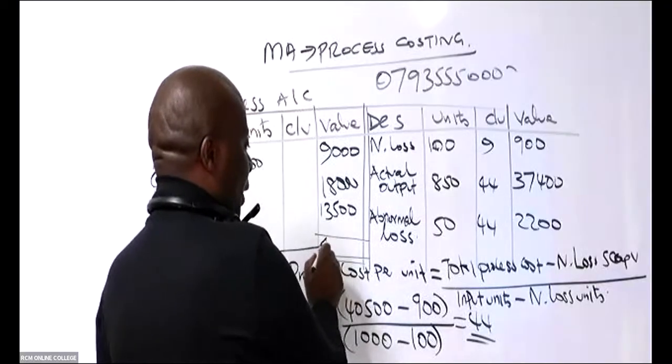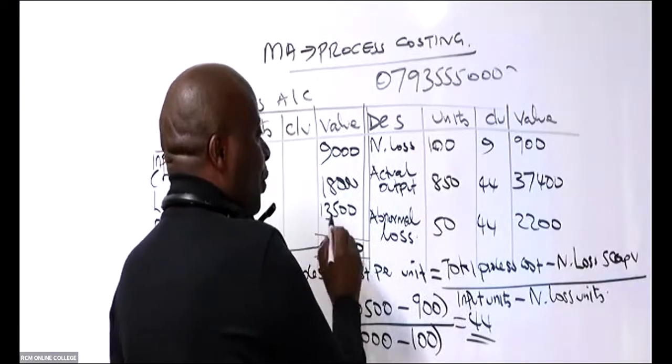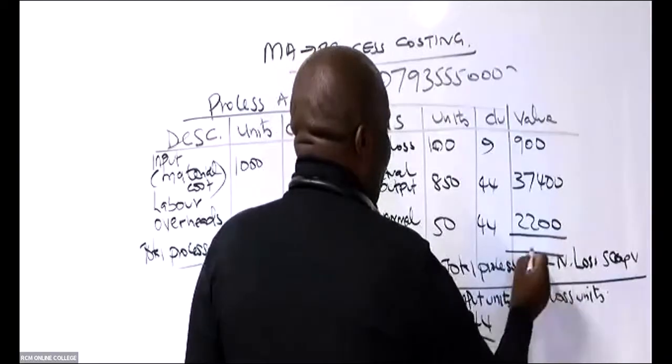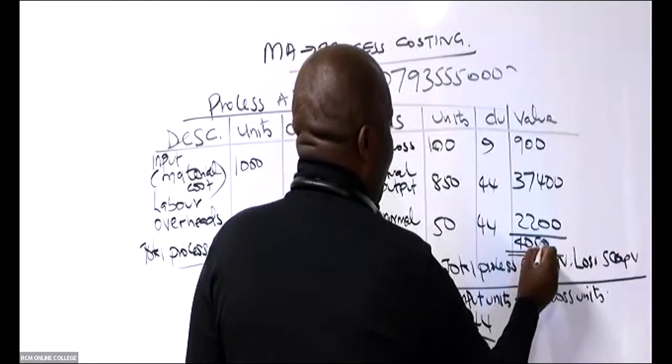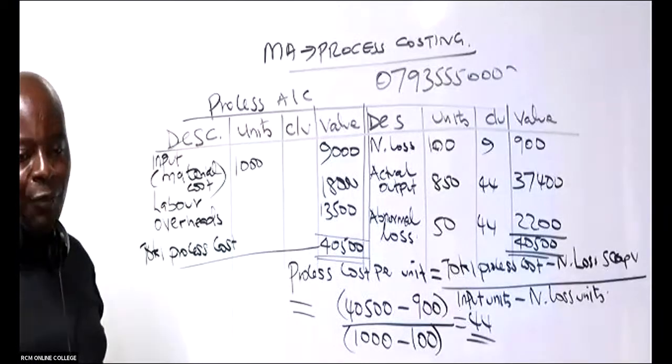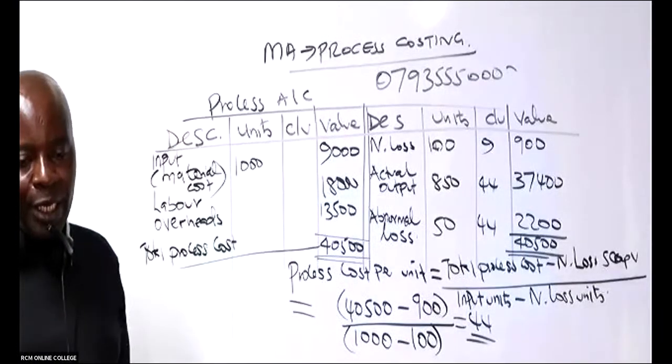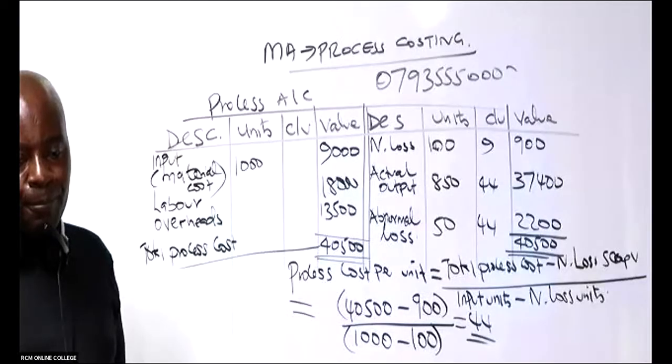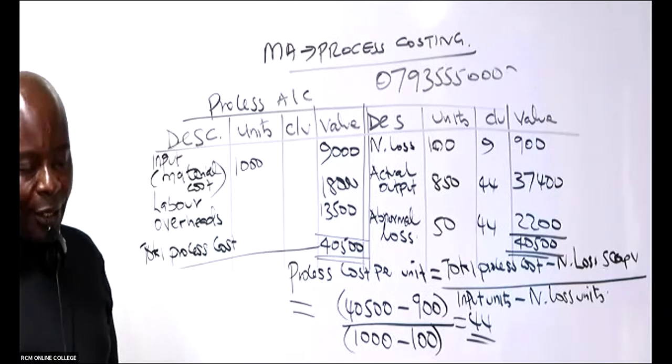You can easily check for yourselves because this account has to balance. You have told me this is 4,500, so if you are correct, when you add this side we should also get 4,500. Is that okay, ladies and gentlemen? Great, thank you so much.